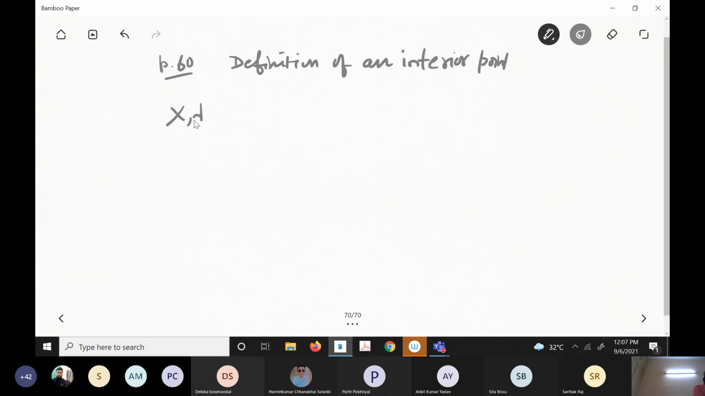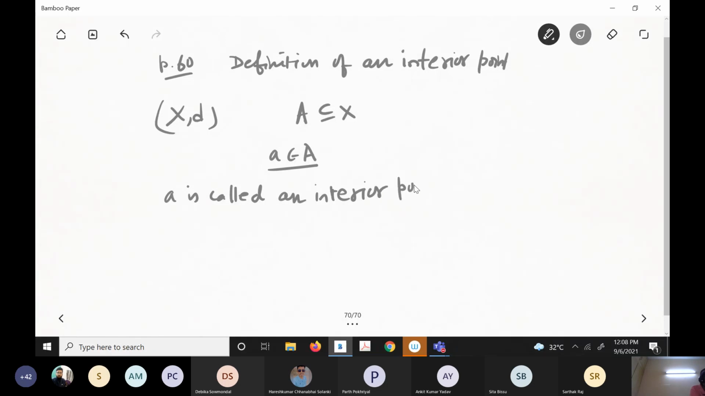You are starting with a metric space (X, D) and you have a set A, a subset of X. It may be empty, it doesn't matter. If it is empty, then the definition will be satisfied vacuously. Now suppose you take a point a belongs to A. Now I am defining a to be called an interior point of A if there exists R greater than 0, which means there exists a ball centered at a.